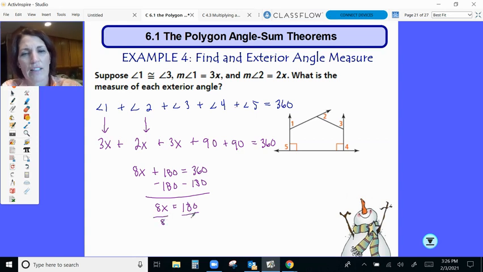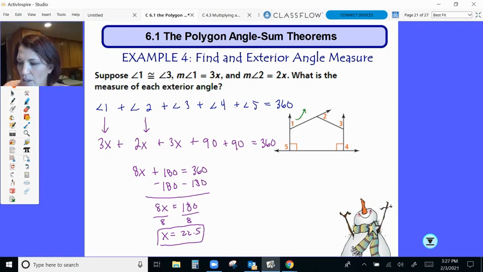And divide by 8. And we get x equals 22.5. Okay. Now, it doesn't ask us what x is. It asks us what is the measure of each angle, right? So we know that x is 22.5. Well, each angle measure, angle 1 is 3x, right? So if we take 22.5 times 3, that should give us, what is that?